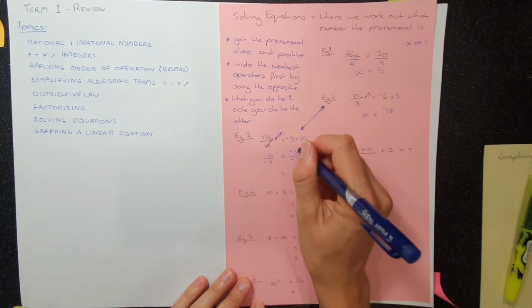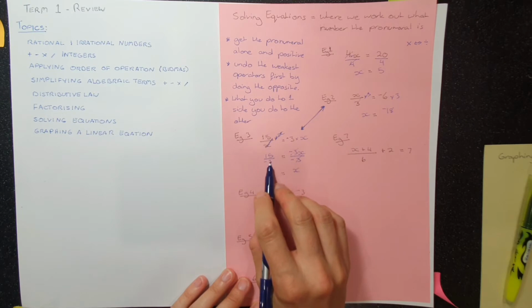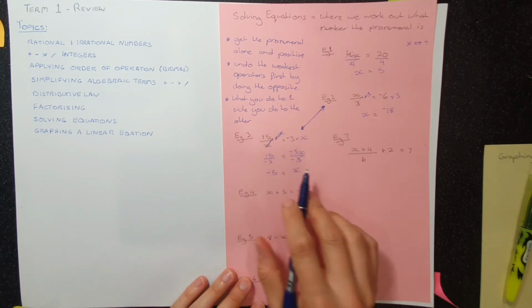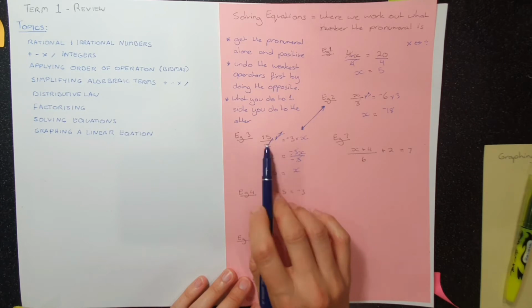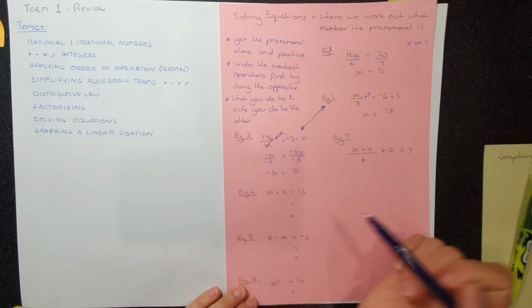Times -3 and divide -3 cancel out and we end up with x. 15 divided by -3 is -5. So x equals -5, which you can tell is true because 15 divided by -5 equals -3.